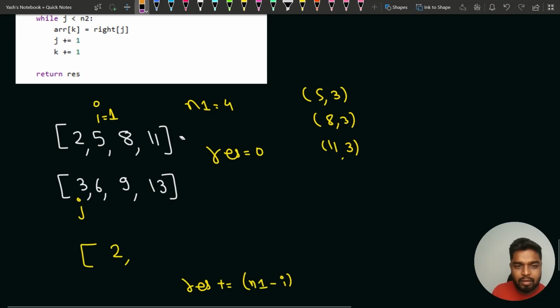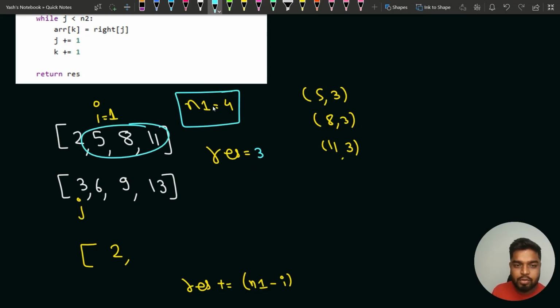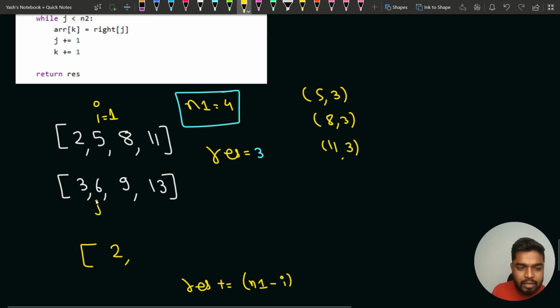So what will happen is, initially the result will be updated with 3. Why? Because you can observe that n1 is 4 and I is standing at 1, so in total you have 3 pairs. So n1 minus I will give me 3, and the result will be updated with 3. Then after that, my j index will move forward after putting the element in the final array, so 3 will be here.